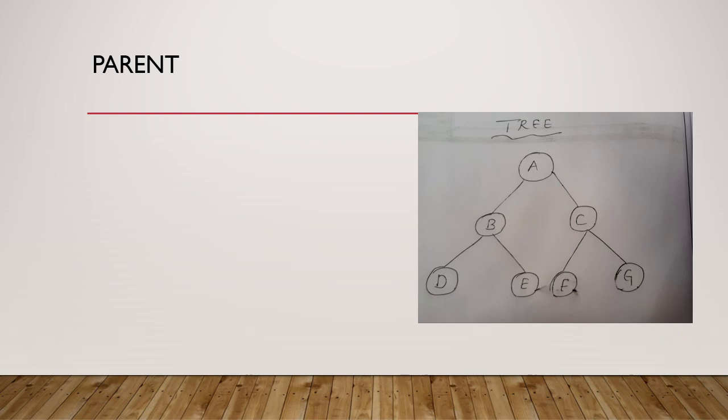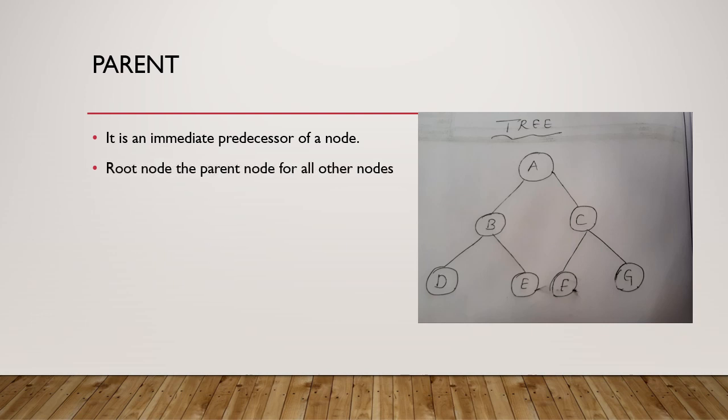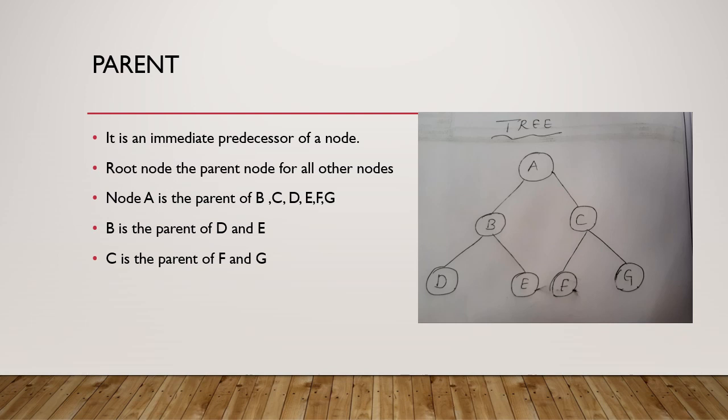Next one, we are talking about parent. What is meant by parent? It is an immediate predecessor of a node. If we are considering any node, before that node, which node is available? Predecessor of that node, we are going to call it as the parent node. Root node is the parent node of all other nodes, but for the root there is no parent. Correct? Node A is the parent of B, C, D, E, F, and G, whereas B is the parent of D and E only. Correct? And C is the parent of F and G.